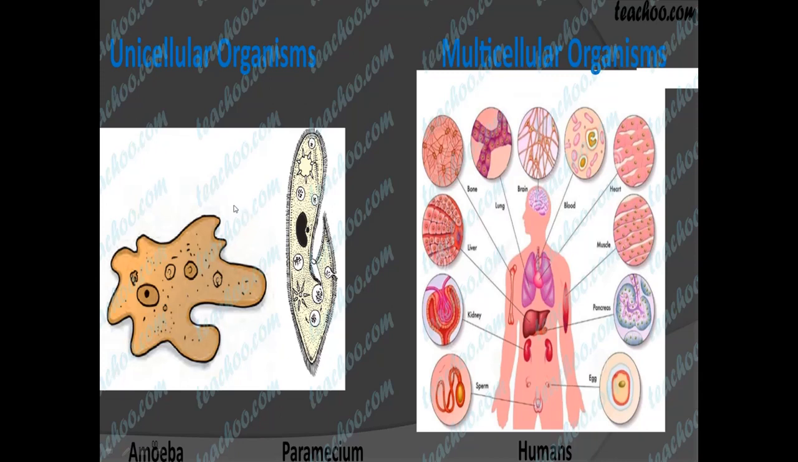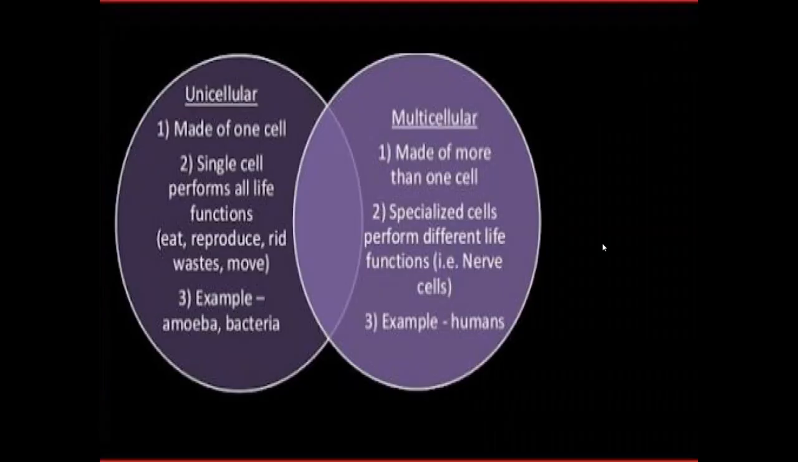Here are the examples for unicellular and multicellular organisms. Examples of unicellular organisms are amoeba and paramecium. Humans are an example of multicellular organisms. As you can see in this image, different organs are made up of different types of cells and different types of tissues. Cells make tissues, tissues make up organs, and organs form the organ system of a whole organism.